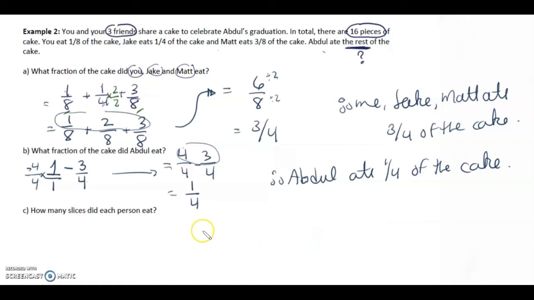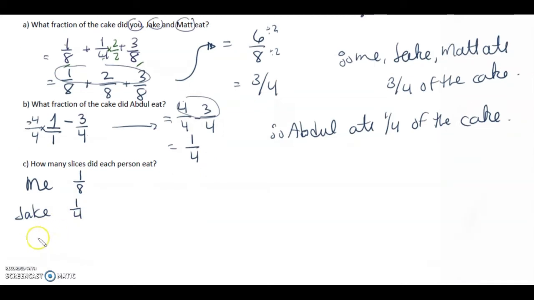Okay, and C, how many slices did each person eat? So I'm going to actually list everyone. So me, I ate 1/8. Jake ate 1/4. Matt ate 3/8. And Abdul ate 1/4.